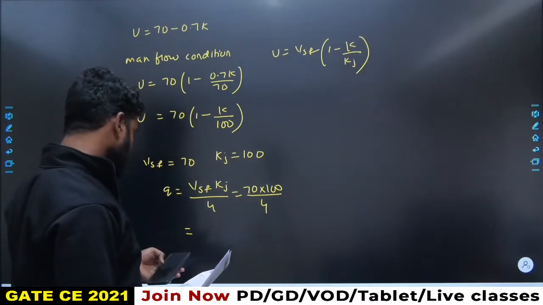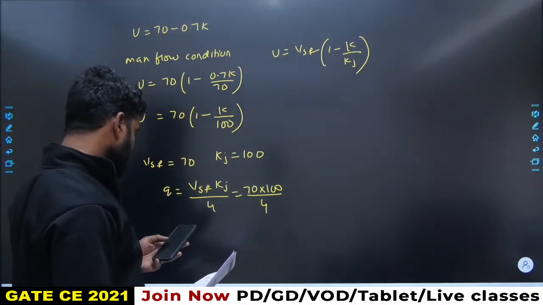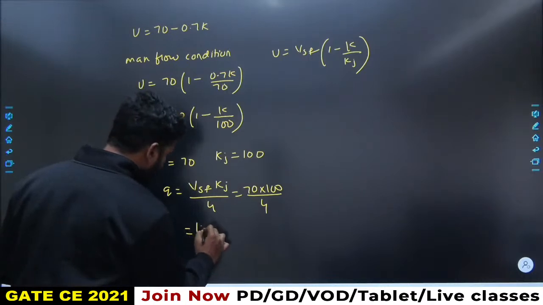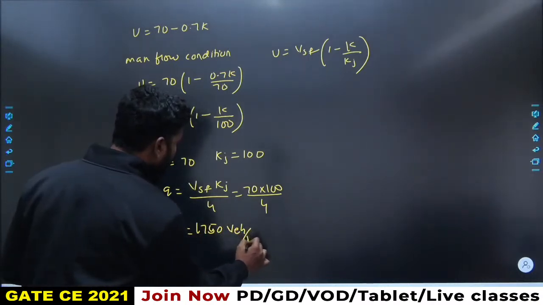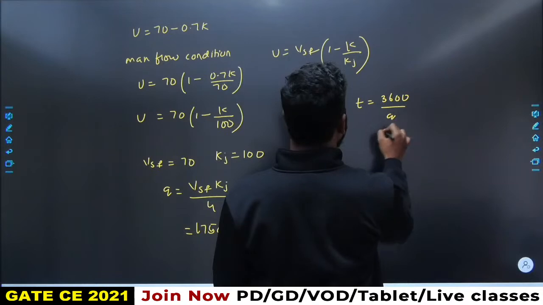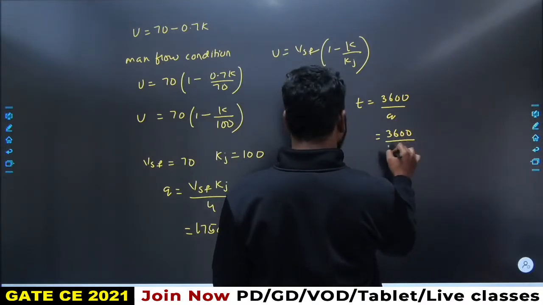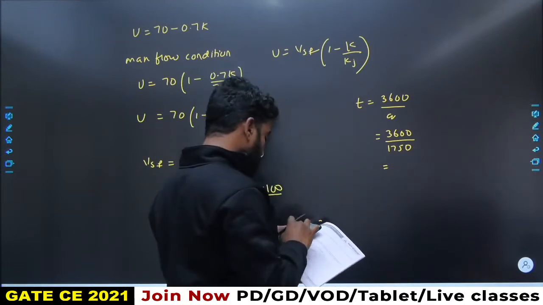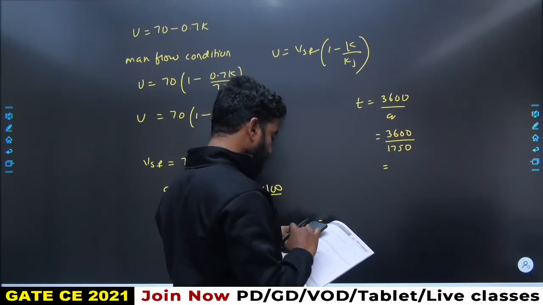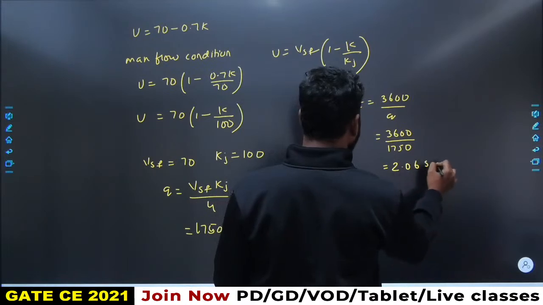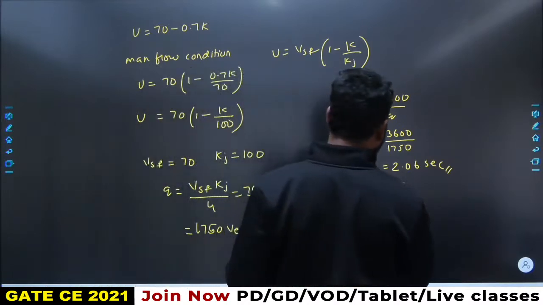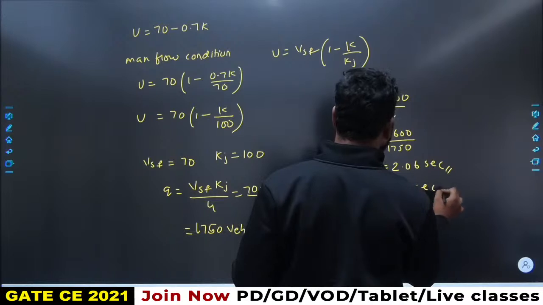So answer would be 70 multiplied with 100 upon 4, which is 1750 vehicles per hour. And what he has asked? He has asked time headway. Time headway would be 3600 by Q, that is 3600 upon 1750. So this will be approximately 2.06 seconds. Simple questions. 2.06, your option is 2.1, so you can take 2.1 seconds.